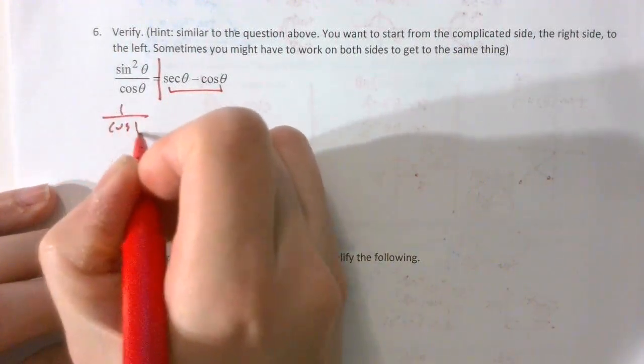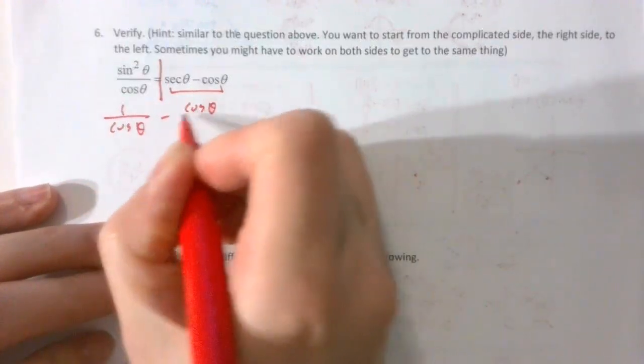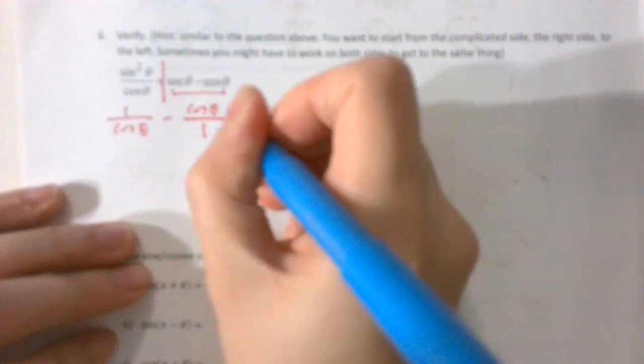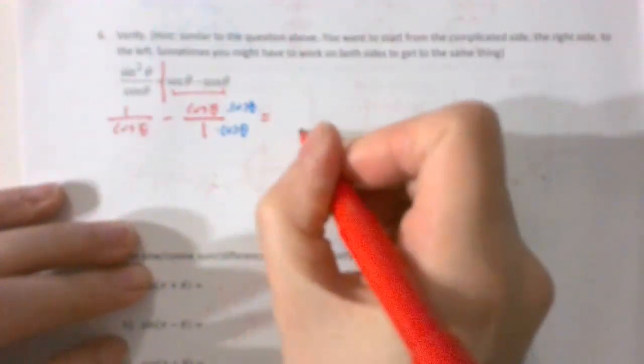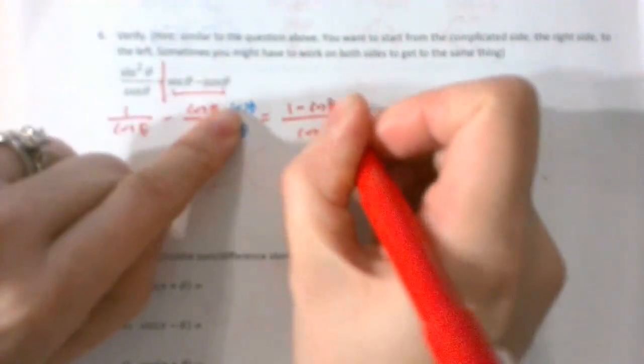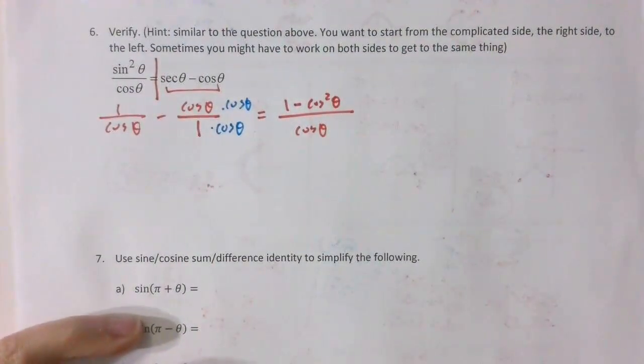1 over cosine of theta minus cosine of theta over 1. Why did I put that as a over 1? Because I know I need a common denominator already. I've done this so many times that there's kind of a pattern going on. That is equal to, now I have a common denominator, cosine of theta. My numerator is 1 minus cosine square theta.